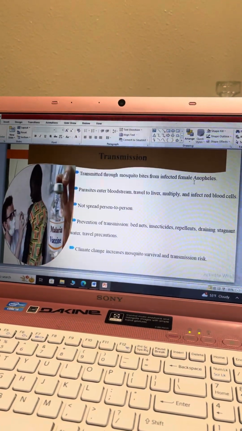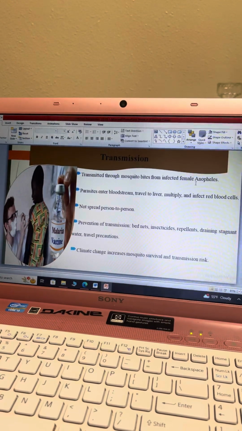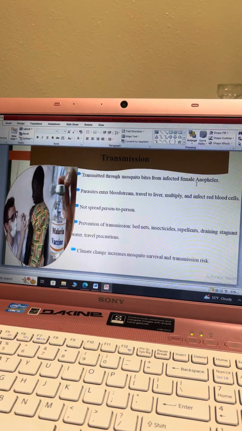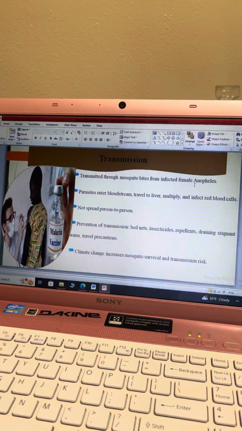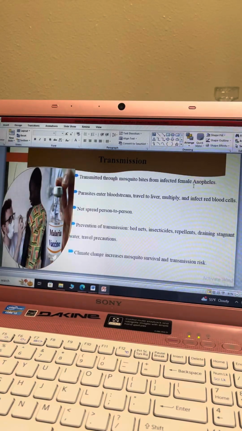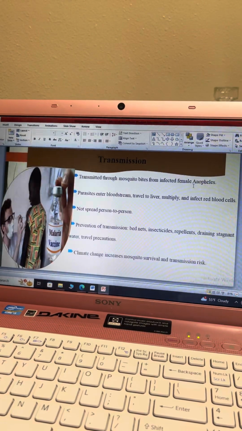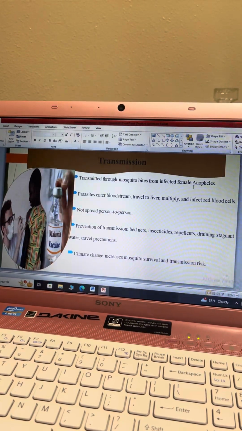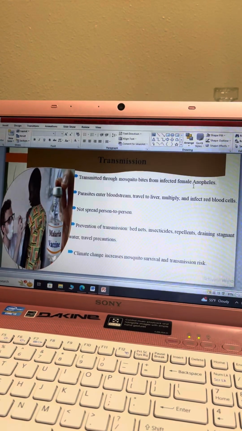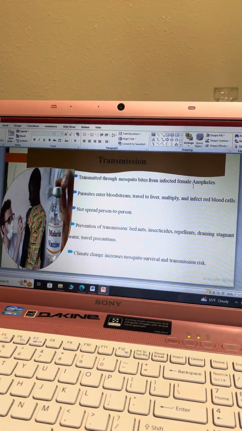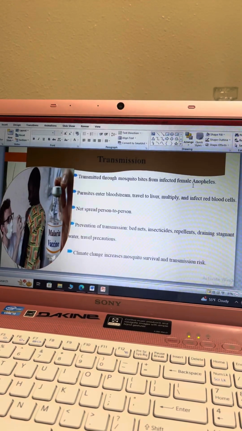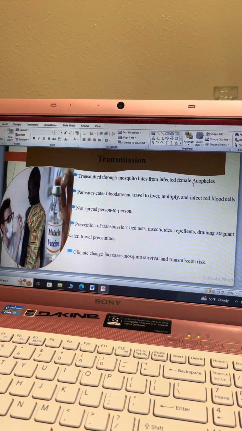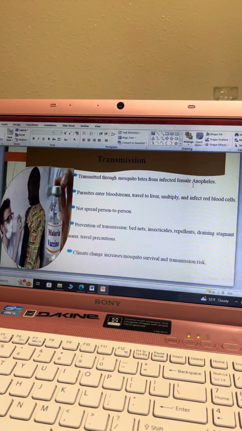Transmission. It is transmitted through mosquito bites from infected female Anopheles. Parasites enter the bloodstream, travel to the liver, multiply, and infect red blood cells. It is not spread from person to person. The prevention of transmission includes use of bed nets, insecticides, repellents, draining stagnant water, and travel precautions. Climate change increases mosquito survival and transmission risk.